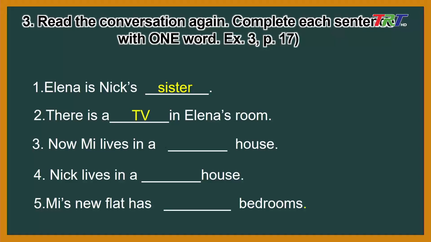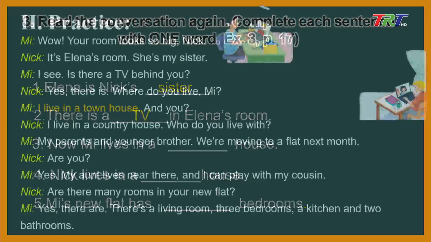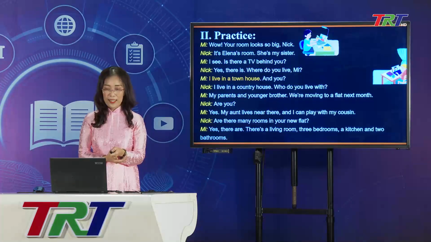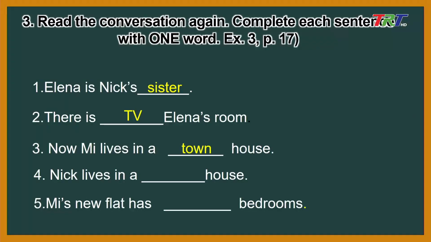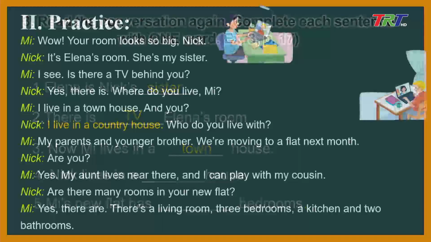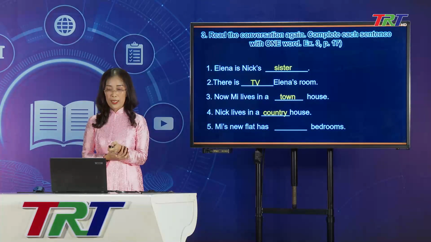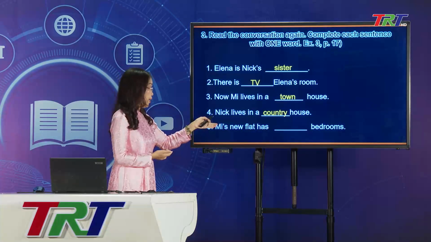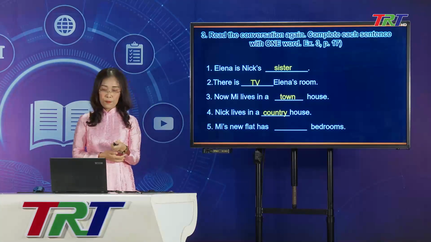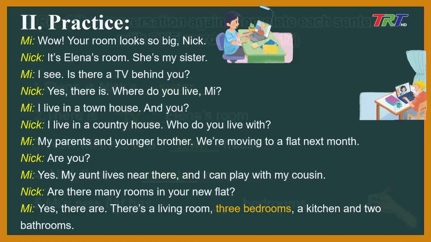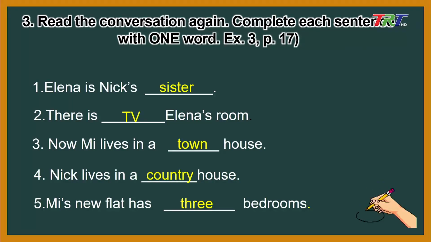Now, number three. Naomi lives in a house. So, "I live in a townhouse." So you put what? House. How about number four? Nick lives in a house. So you can find, "I live in a country house." So you put country. The last one. Mi's new flat has bedrooms. So, three bedrooms. So you put three. Yes? You can correct this.